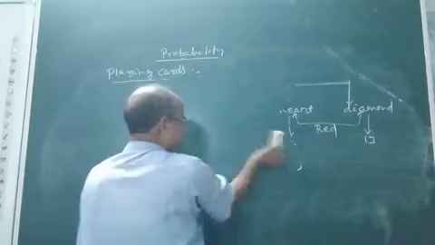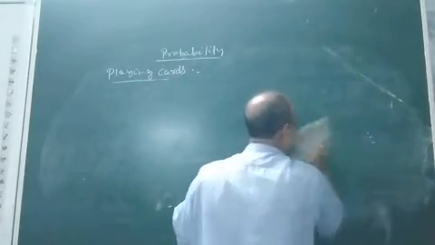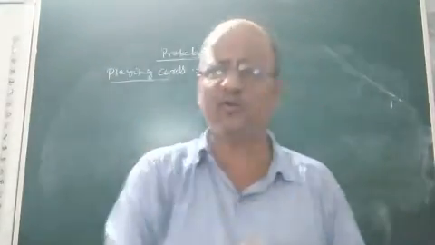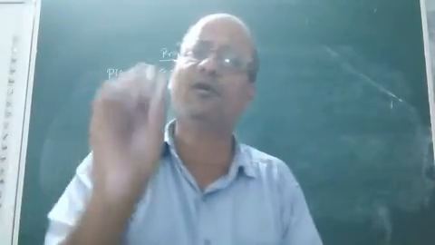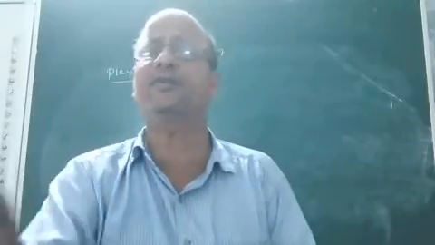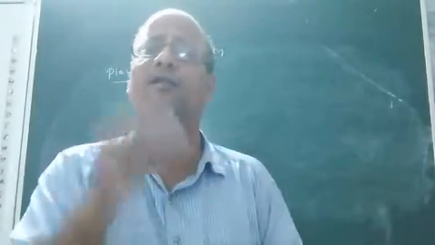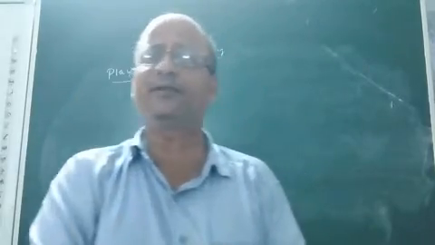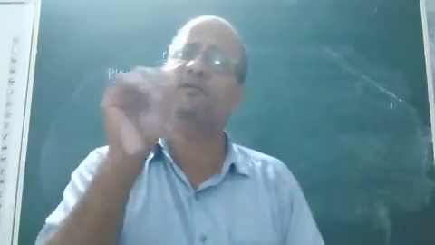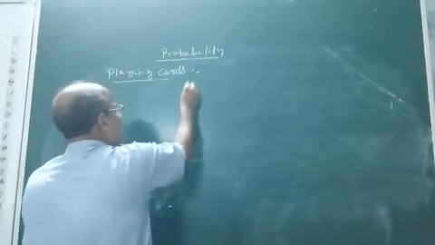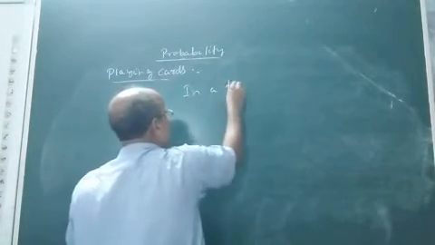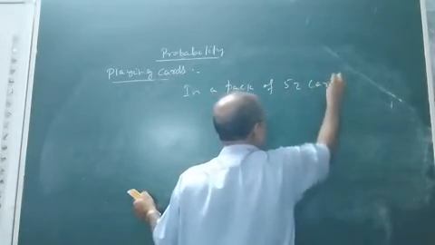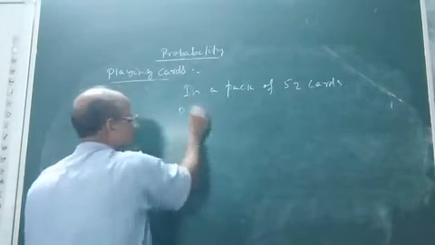Suppose from a well-shuffled pack, as I just told you, well-shuffled pack means each outcome is equally likely to occur as the other. Suppose you are given a pack of 52 cards and you are asked to well shuffle it. After well shuffling, suppose the question is, in a pack of 52 cards, well shuffled, what is the probability?